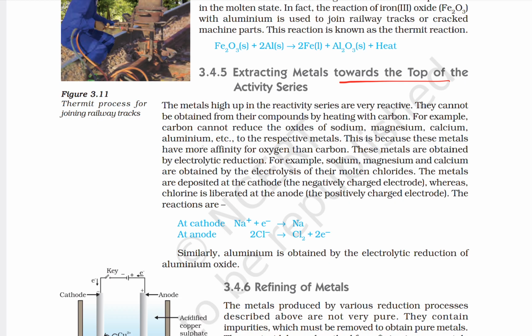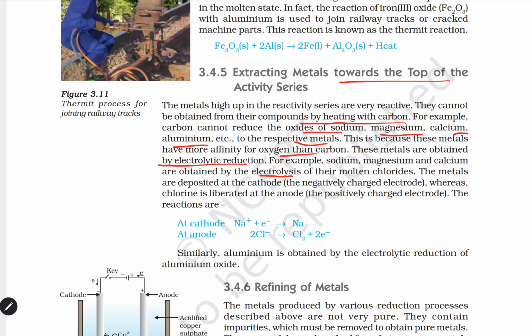Why? Because they cannot be obtained from their compounds by heating with carbon. Carbon cannot reduce the oxides of sodium, magnesium, calcium, aluminium, etc. to the respective metals, because these metals have more affinity for oxygen than carbon. In that case, you have to go for electrolytic reduction. So what is electrolytic reduction? Sodium, magnesium and calcium, all these metals, will be obtained using the electrolysis process.